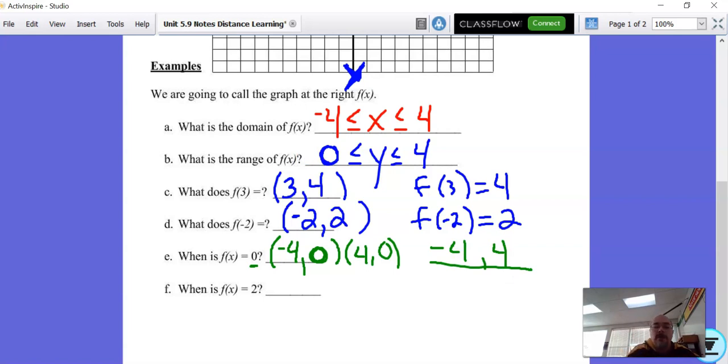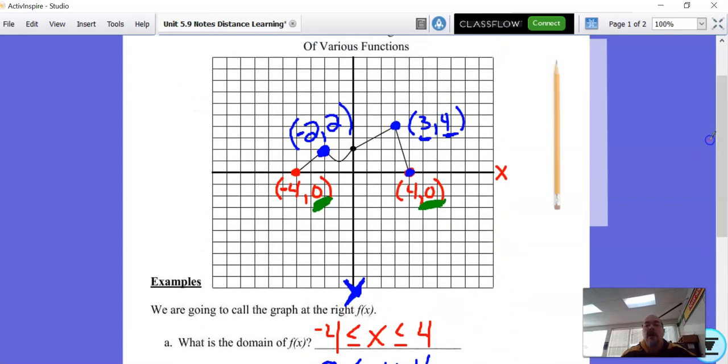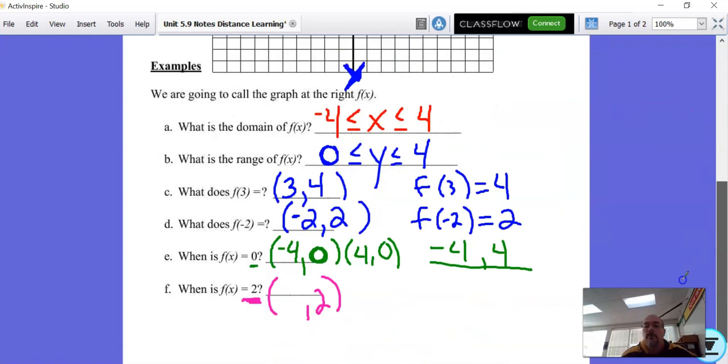All right, and then this one is saying, ladies and gentlemen, the y value is a 2. What is the x value? All right, well, let's go find out. So the y value is a 2. Ooh, there's two answers again. This y value is a 2, and the x value is negative 2.